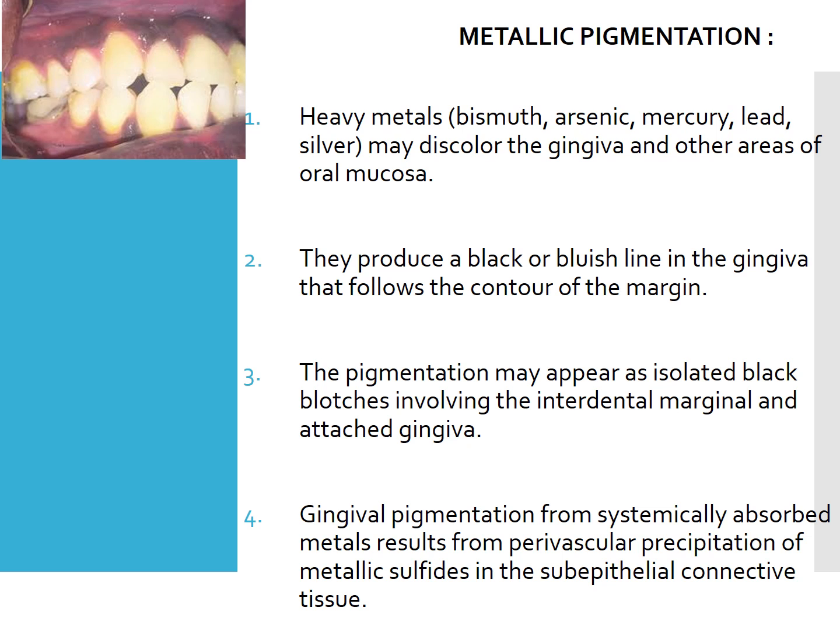Coming to metallic pigmentation, heavy metals like bismuth, arsenic, mercury, and lead may discolor the gingiva or oral mucosa. Usually this produces a black or bluish line in the gingiva that follows the contour of the margin. This pigmentation can be isolated black blotches involving the interdental, marginal and attached gingiva. This is gingival pigmentation from systemically absorbed metals. It is mainly due to perivascular precipitation of metallic sulfides in the subepithelial connective tissue.